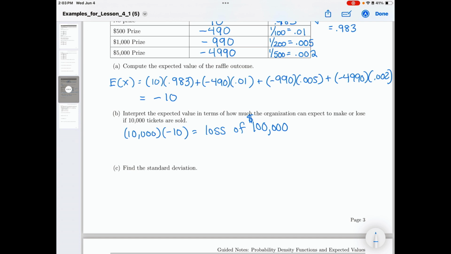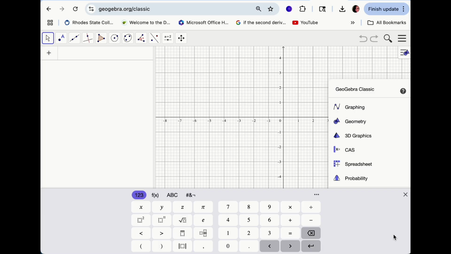Now, let's go ahead and find the standard deviation. We're going to use GeoGebra. Okay, now that we're in GeoGebra, I want to make sure that I have my spreadsheet view up, and I also want to keep my algebra view up too, because that's where I'm going to put my commands.